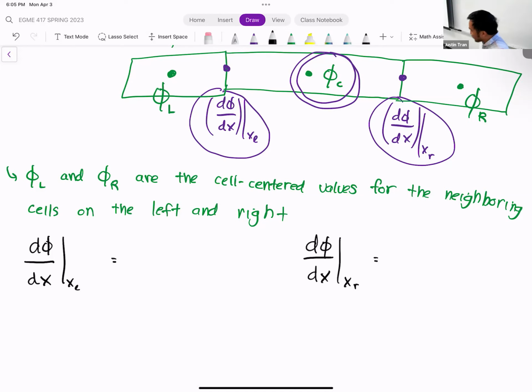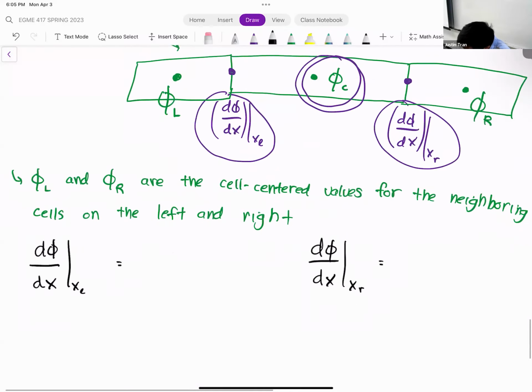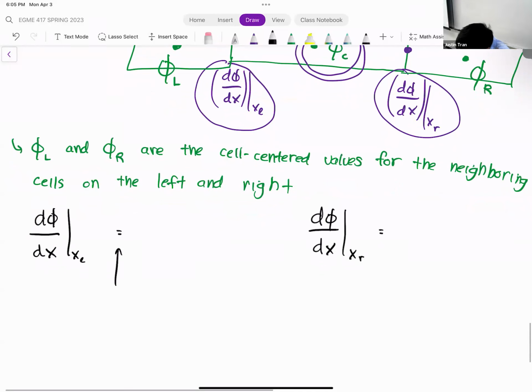So let's bring back an old friend. I think once I mention this, it should become clear. It's just that the finite volume purists don't like to call it this because it uses something else. But let's take these derivatives and represent them with a forward difference.